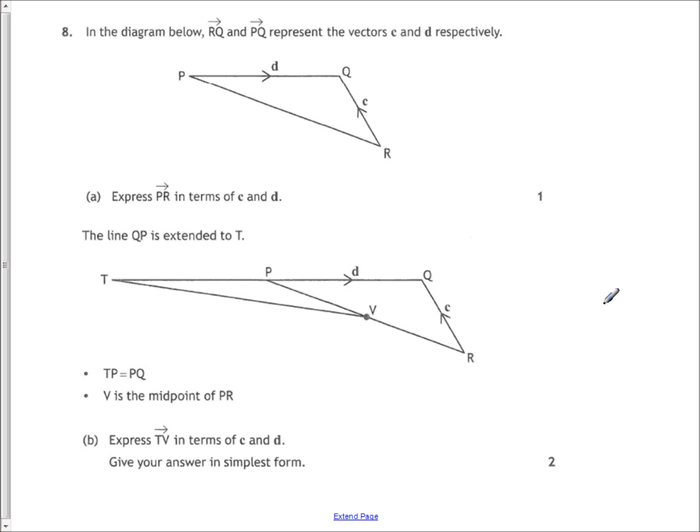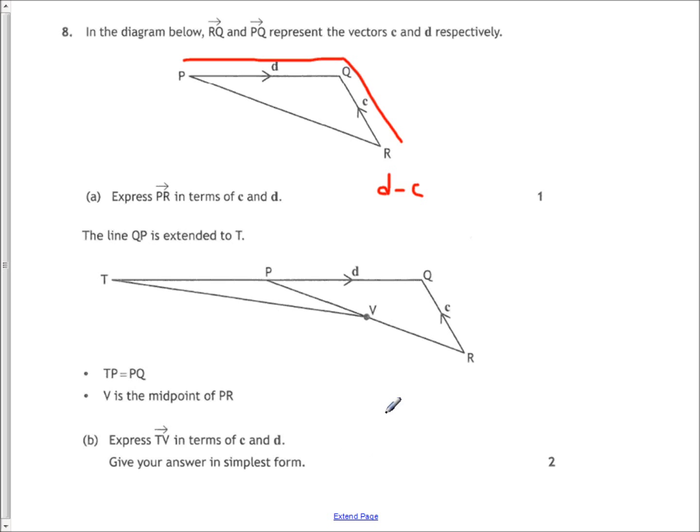Question 8a is nice and easy. A vector journey, you're going from P to R, so you're taking the vector D and you're then going the opposite of vector C, so it's going to be D minus C. Okay, so D minus C would be your answer there.